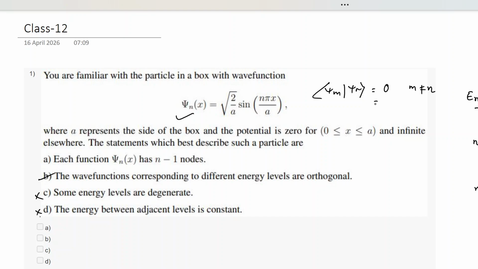Okay, and the value will be 1 for m equal to n, because that is the property that it will be normalized. So normalized means this kind of inner product of psi n with itself will be 1, but because of orthogonality, the inner product of psi m and psi n for m not equal to n will be 0. So this is also a property of this wave function. So this is true, but the first one was whether psi n of x has n minus 1 nodes.